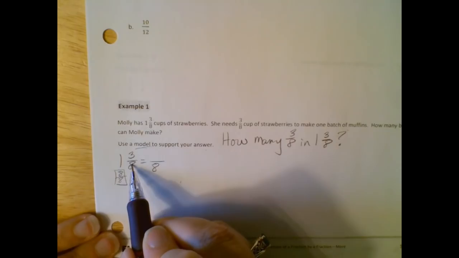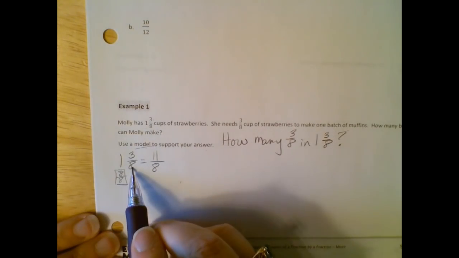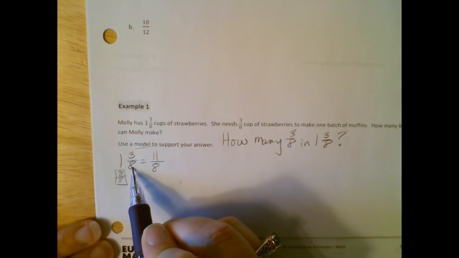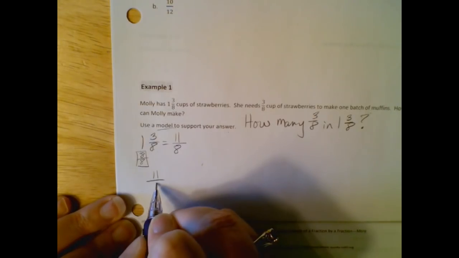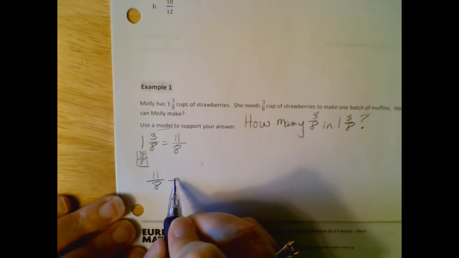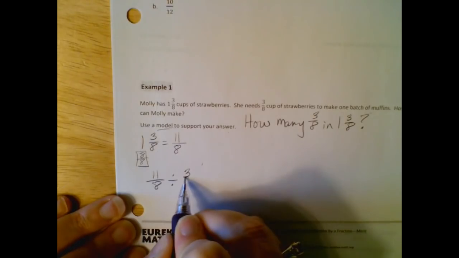Again, it's always about the giant one. So, one group of 8 plus 3, and adding 3 to 8 gives me 11. So 11/8 equals 1 3/8. Now, in this form, I can divide it easier. 11/8 broken into groups of 3/8. What can I do? We need a model to support it.